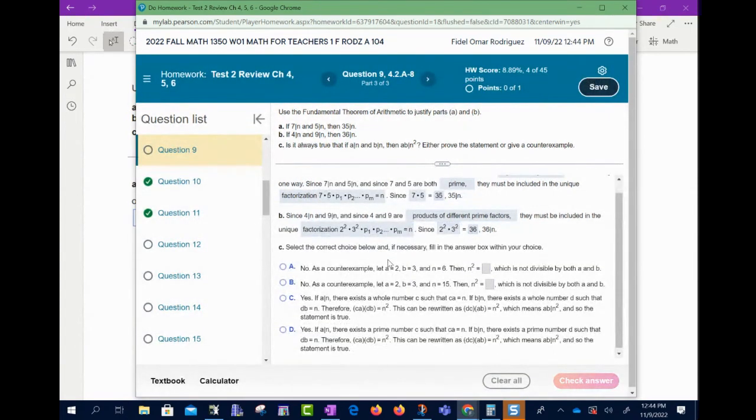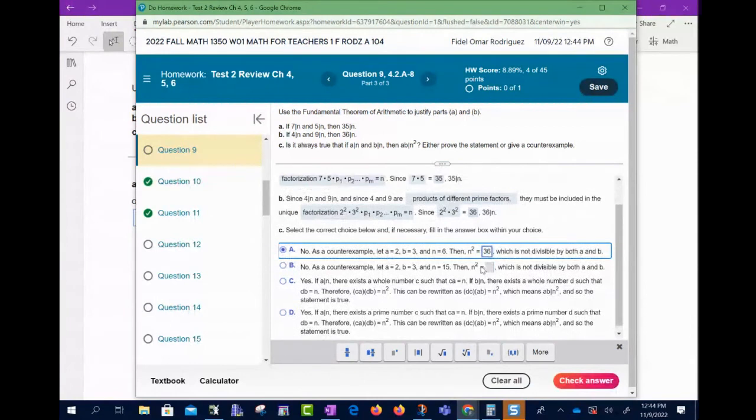All right, part C, it says, is it always true that if A divides n, and B divides n, then A and B divide n squared? It says either prove it or give a counterexample. Okay, so let's take a look here. It says, let A be equal to 2, and let B be equal to 3, and n is equal to 6. So n squared would be, if I were to square 6, that would give me 36, right? So look, I'm going to put a 36 here. I don't know what the answer is off the top of my head. I'm going to go through it. Okay, and it's saying 36 is not divisible by 2 and 3, but you know what? It is. You can divide 36 by 2 and by 3. So I'm not going to use that one, okay?